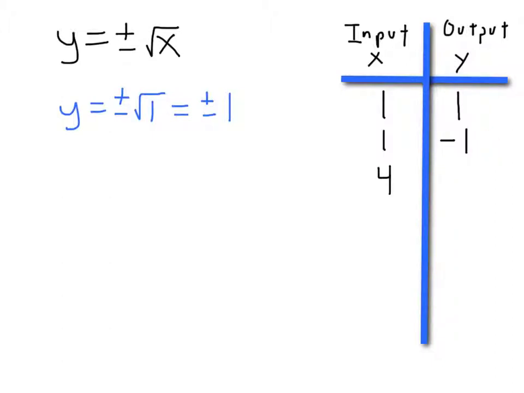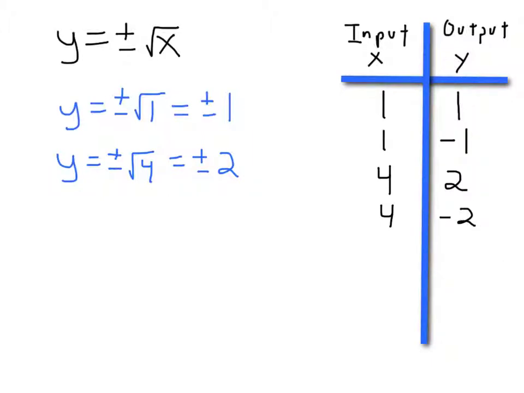So if the input is 4 and we plug that in for x, then y would be equal to the positive or the negative square root of 4, which would be plus or minus 2. So this tells us that the output could either be 2 or negative 2. So if the input is 4, we could have an output of 2, or also with an input of 4, we could have an output of negative 2.